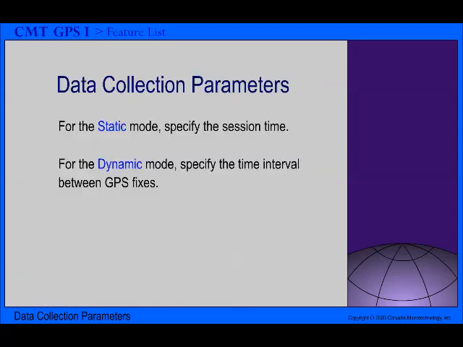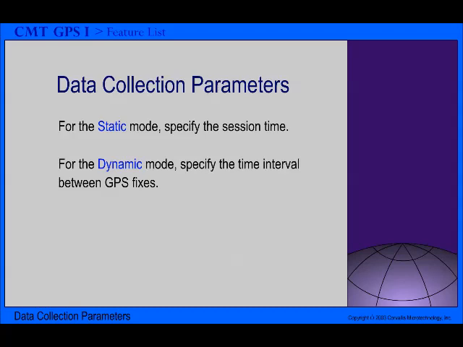In summary, to collect data for a feature, you will need to specify whether the feature is a point, line, or area feature. You must also specify how the position fixes are to be recorded, in static mode or in dynamic mode. For the static mode, specify the session time, which is the number of seconds the GPS receiver will stay at a point. For the dynamic mode, specify the interval between GPS fixes.